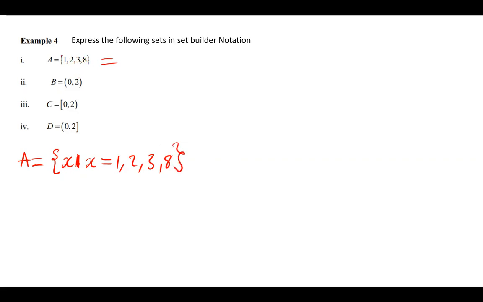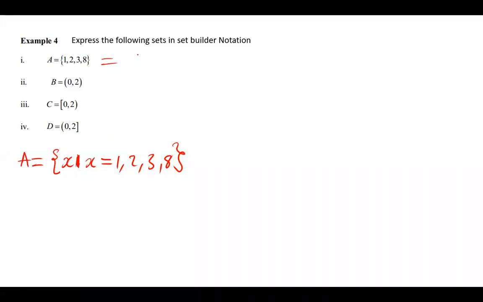If these numbers were continuous up to 8, it would have been easier for us to just say X is such that X is a member of natural numbers from 1 to 8, or between 0 and 8. That would have been a nice way of listing this.